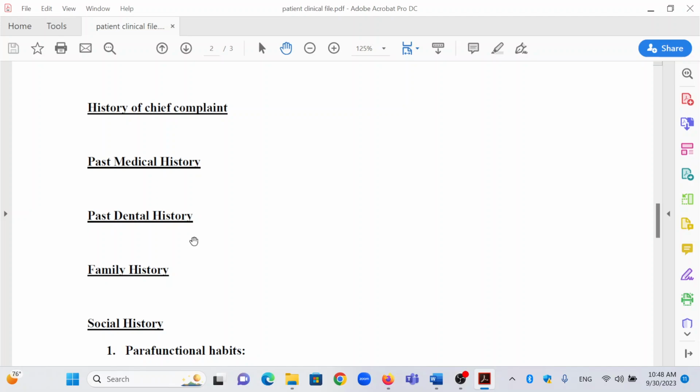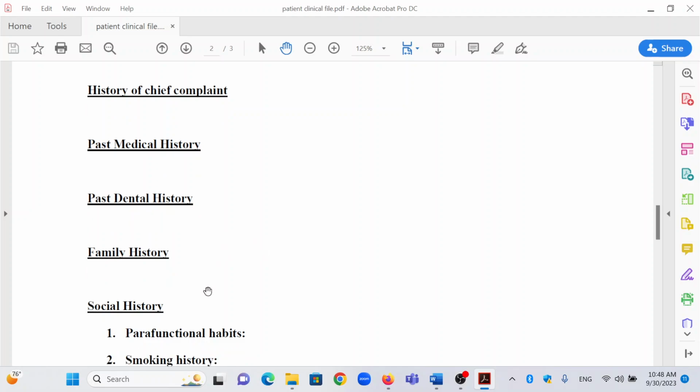So the past dental history is written. All sorts of dental treatments are written here. However, you don't need to go into details. After the dental history, we go for family history.